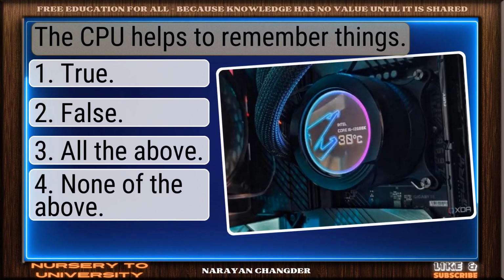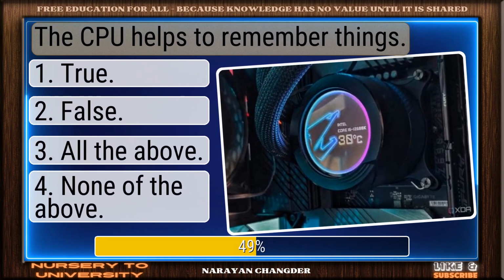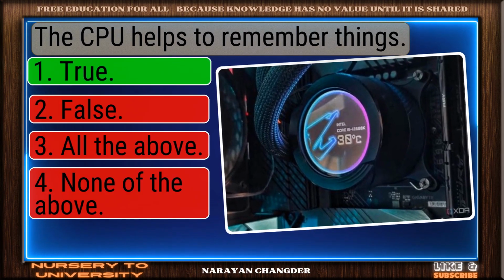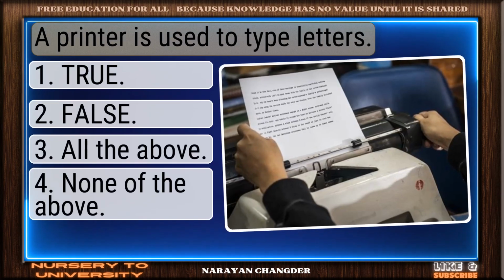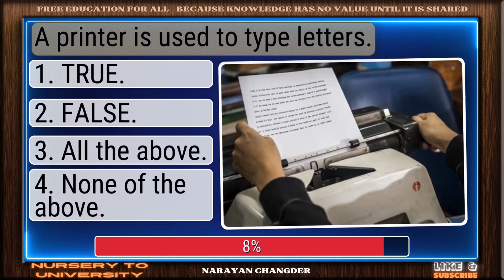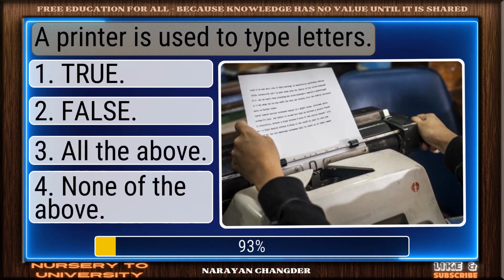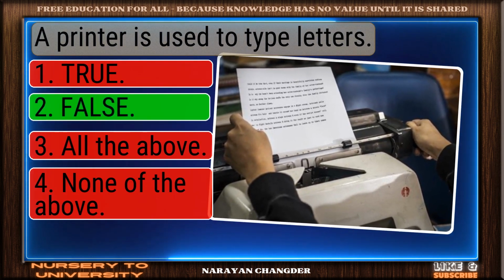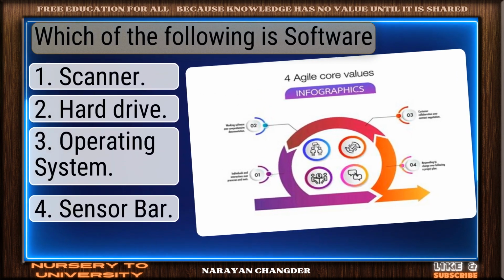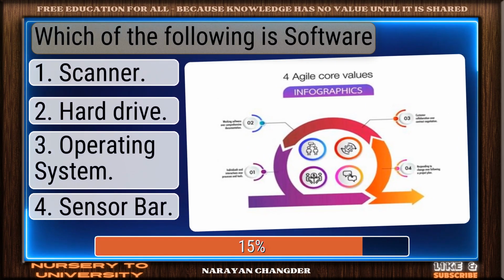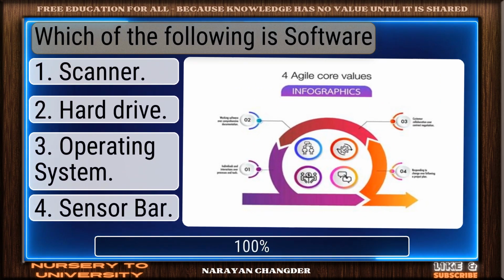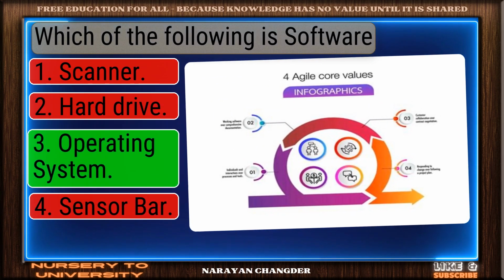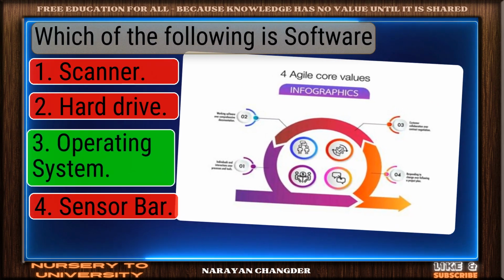The CPU helps to remember things. Bravo. True is the answer. A printer is used to type letters. Solid response. False is a valid choice. Which of the following is software? Great thinking. Operating system is the right choice.